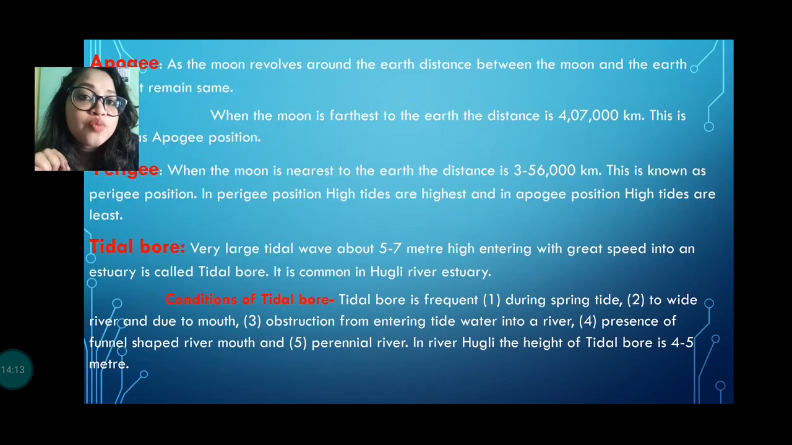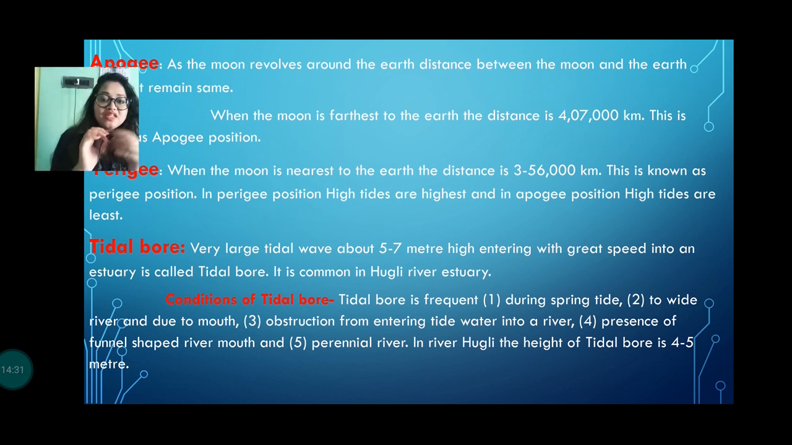Okay. Next, we are going to discuss the apogee and perigee. What is apogee? When the moon revolves around the earth, the distance between the moon and earth is sometimes very close and sometimes very far away. When the moon is very far away from the earth, that is known as the apogee.